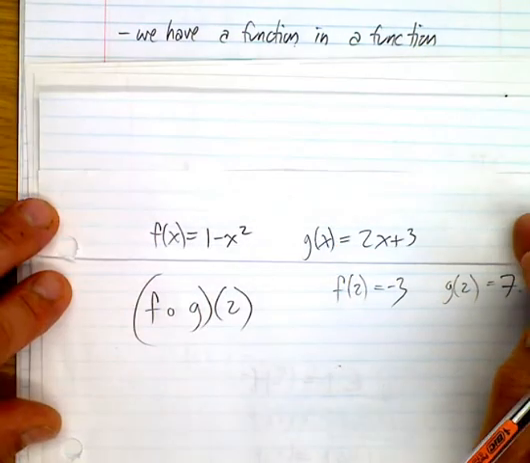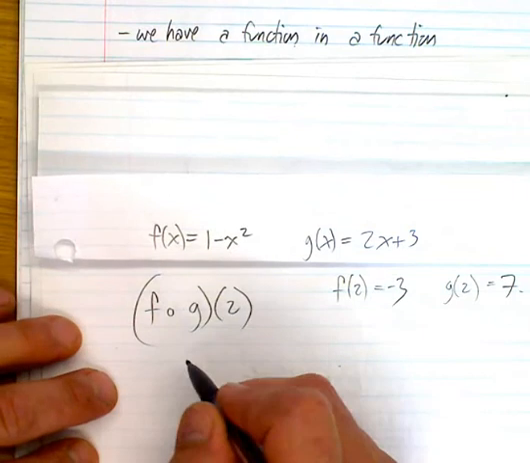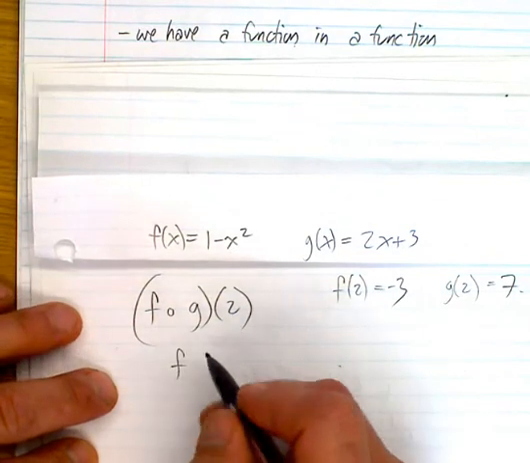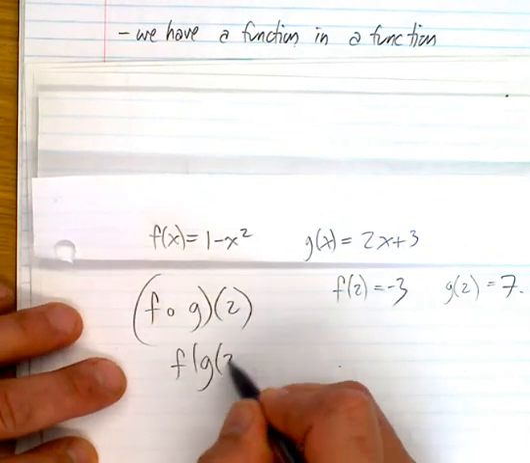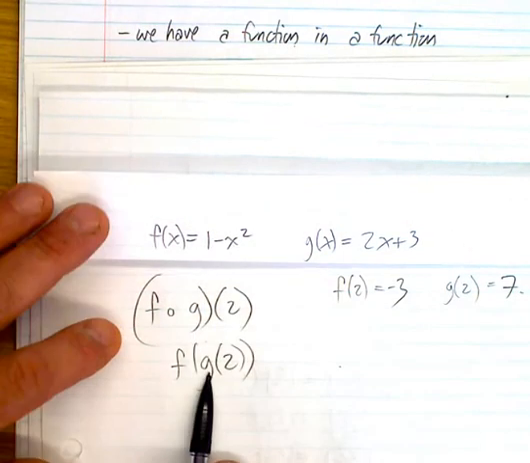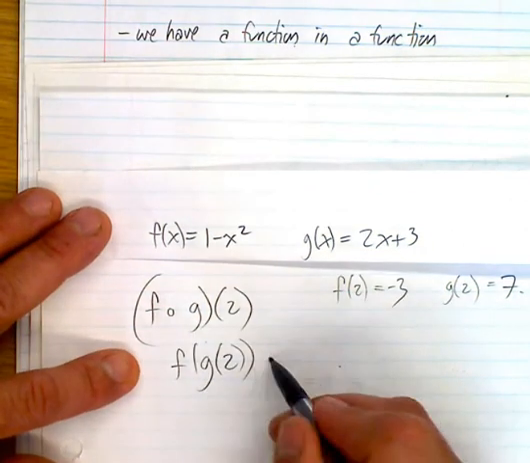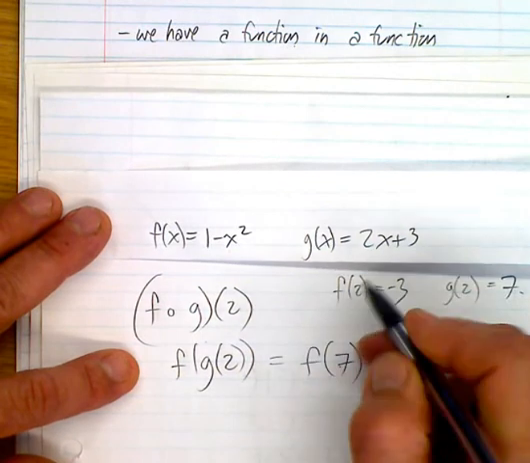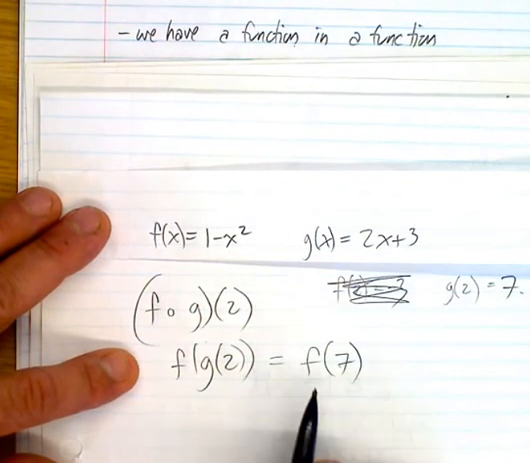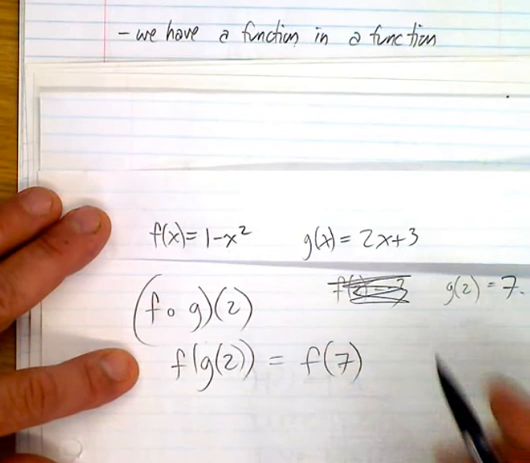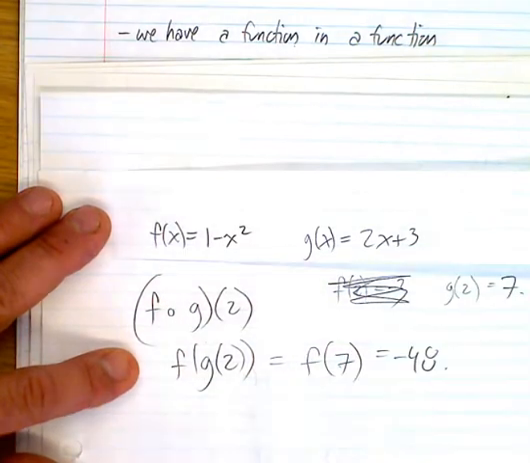Okay. Wait a second, I don't know if that's going to help me, but let's check this out. Look, f, yeah, it will actually, of g of 2. Well, what's g of 2? G of 2 is 7. So that means that this is going to be f of 7. So I don't need f of 2. And f of 7 would be 1 minus 49, which is negative 48.